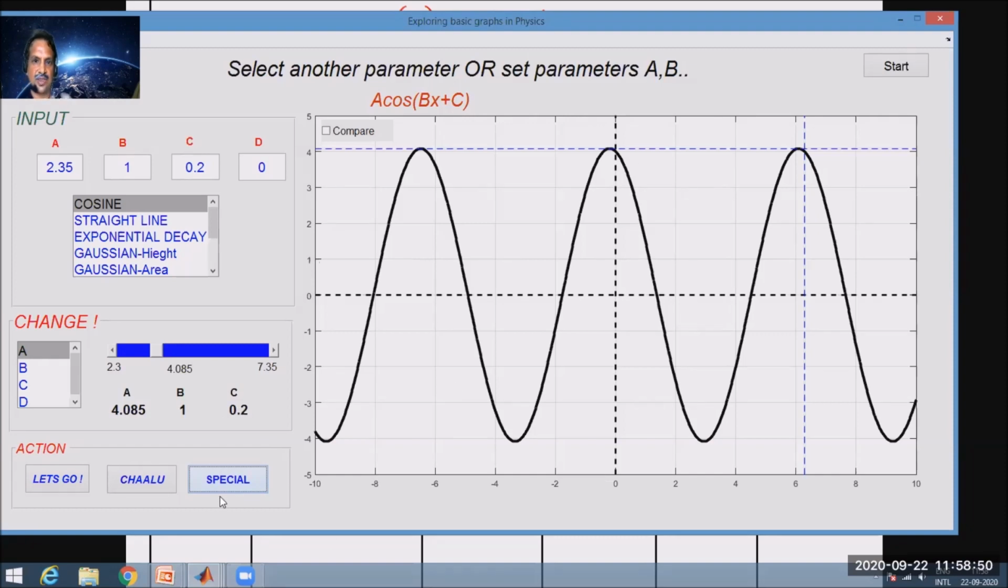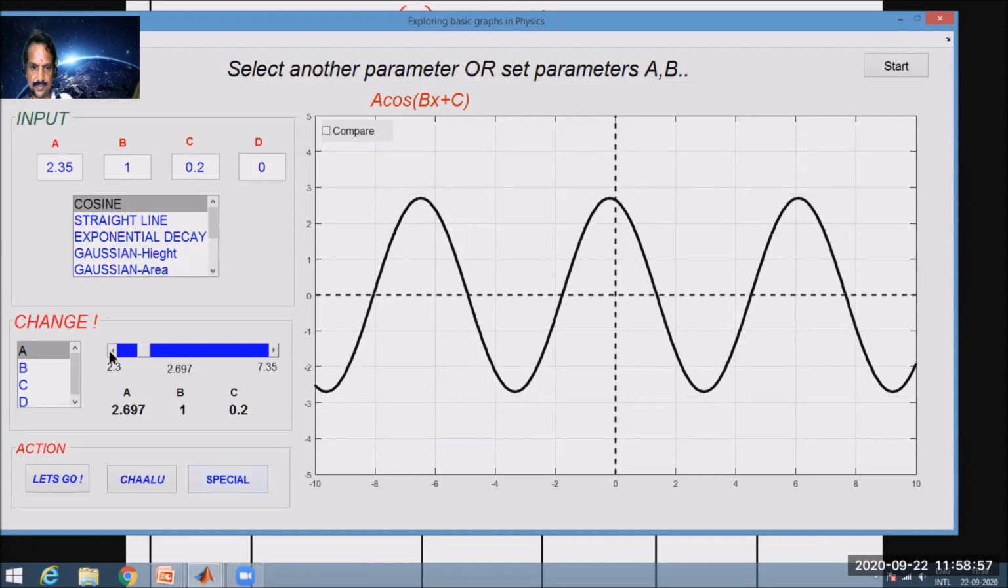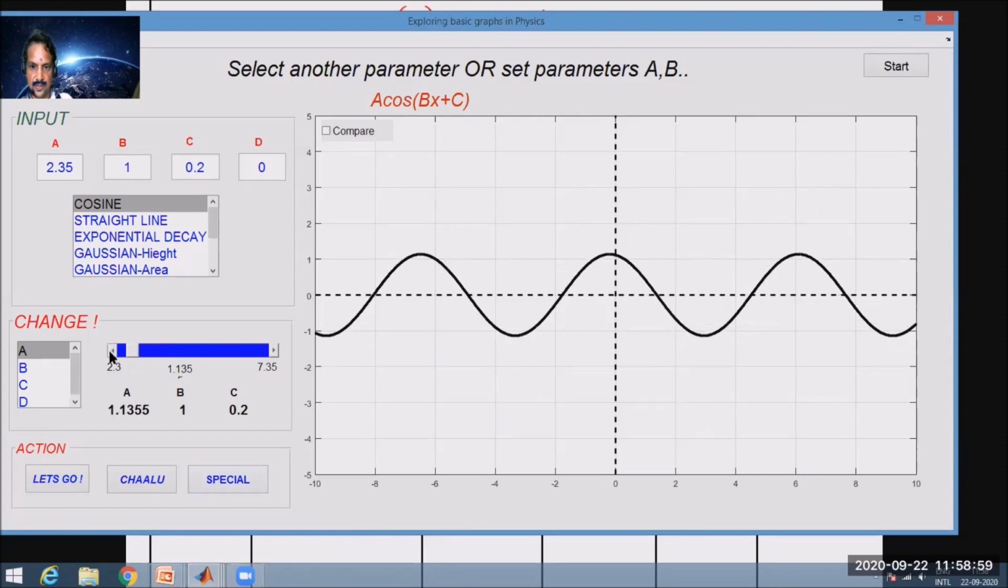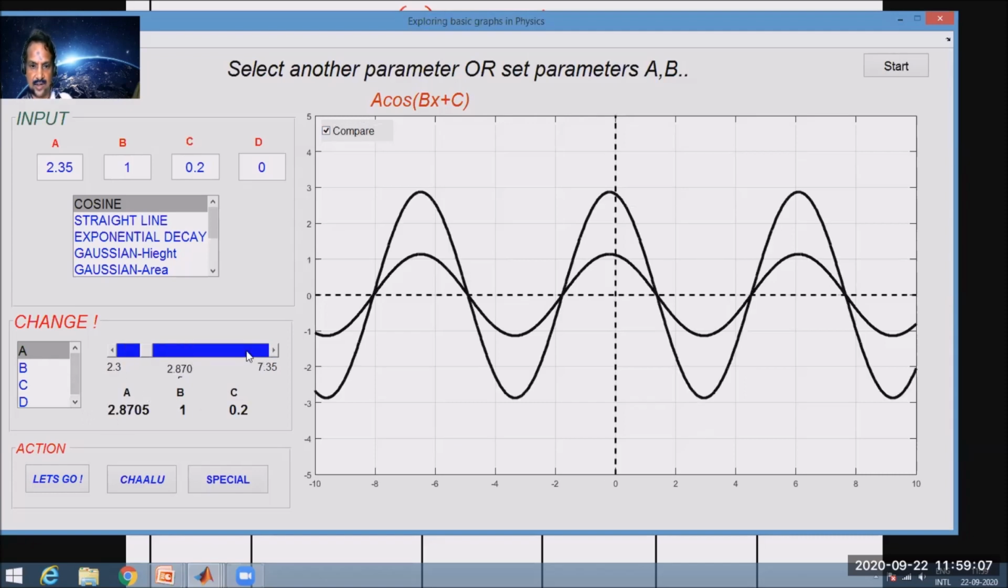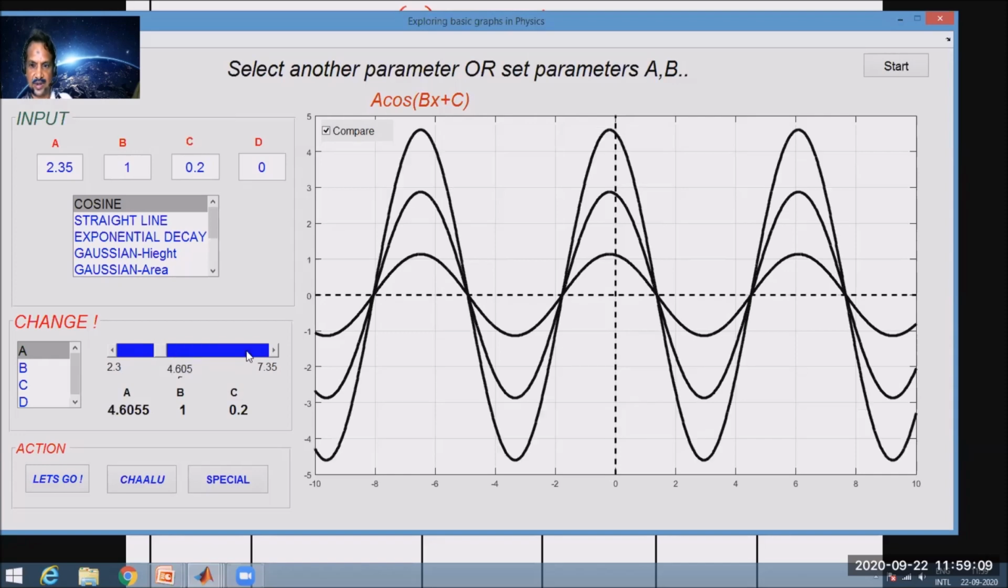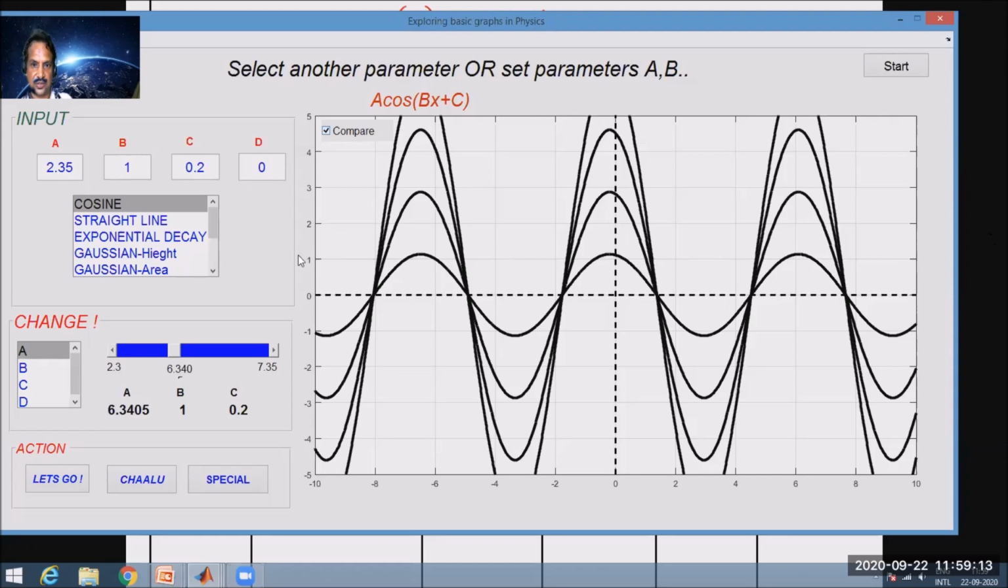So one thing which is not there in that video is overlap. So let us see the overlap here. Now let us compare graphs with different values of parameter A. This is with 1.13. This is 2.8. This is with 4.6, and so on.